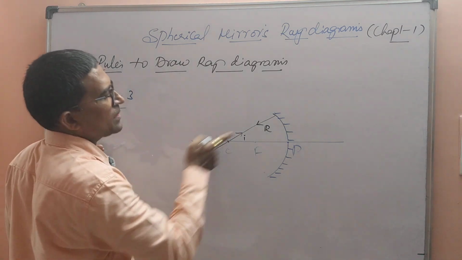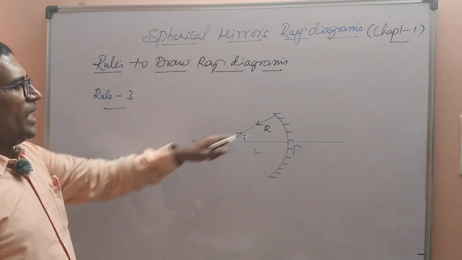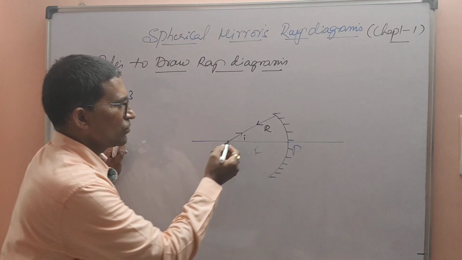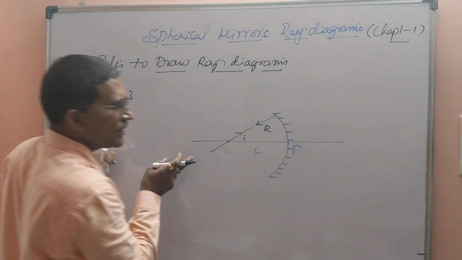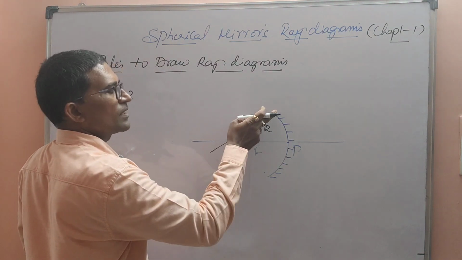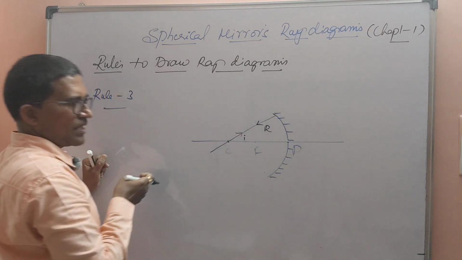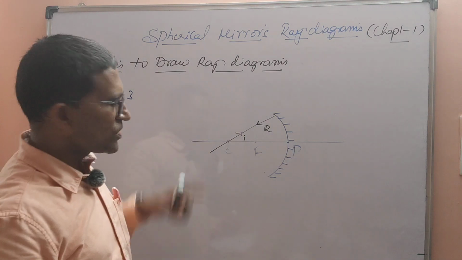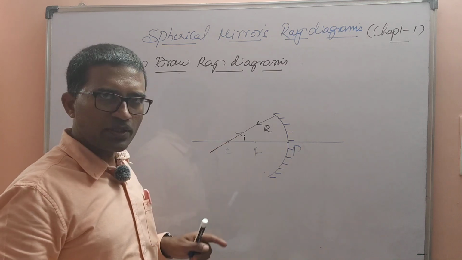If the incident ray is passing through the center of curvature, the reflected ray bounces back in the same path. So this is rule 3. If the incident ray is passing through the center of curvature, the reflected ray bounces back in the same path, that is through the center of curvature only. This is rule 3. I hope you understood this.